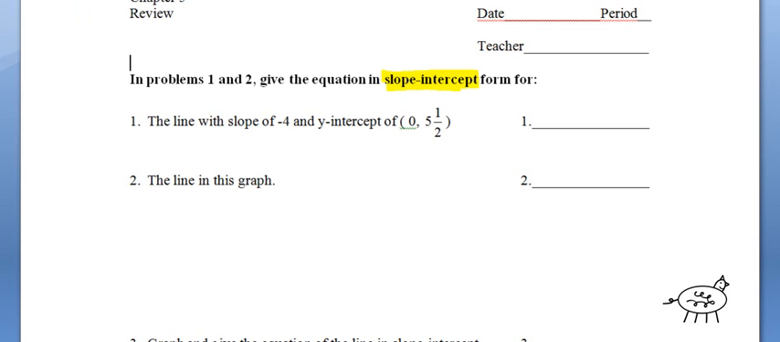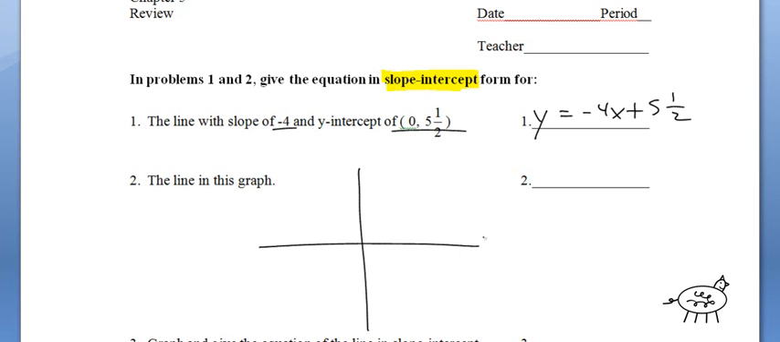Now this is easy. Easiest problem I could possibly give you. I give you the slope and I give you the y-intercept. So it's y is equal to negative 4x plus 5.5. That's the easiest I can do here. This next one is actually not drawn in here, but these are the points that are given.